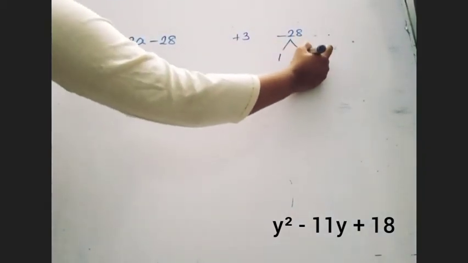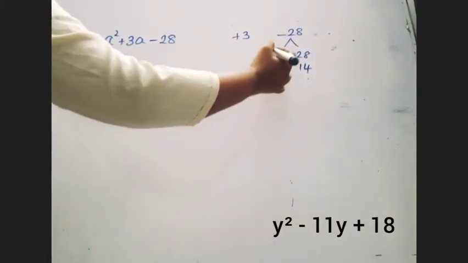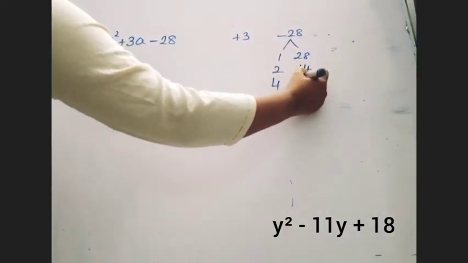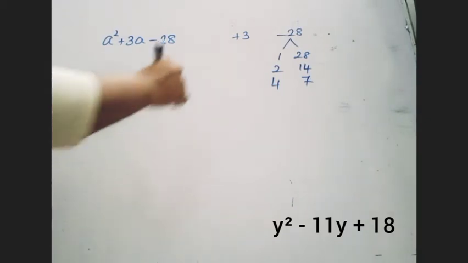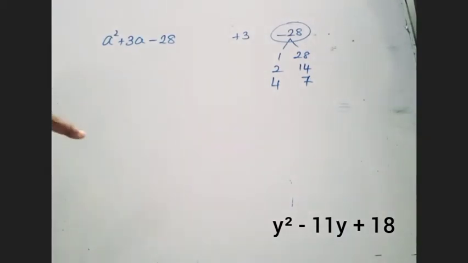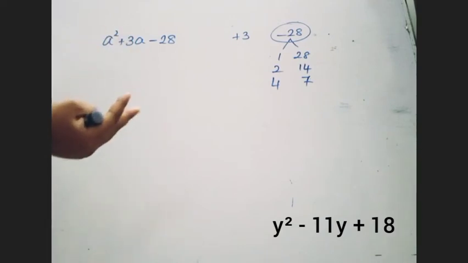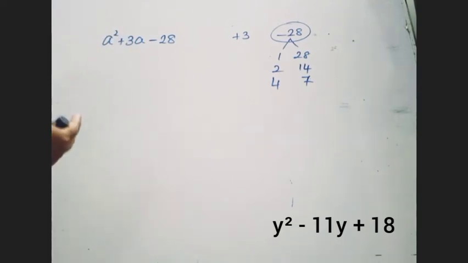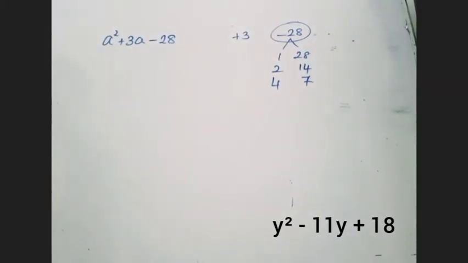So 1 into 28, 2 into 14 is 28, then 4 times 7 is 28. So these are the possible pairs where you will get 28. So remember, when you get a negative number, you should know that the signs have to be different, a plus and a minus. Why? Only then, when you multiply those two numbers, you will get a negative as the answer.